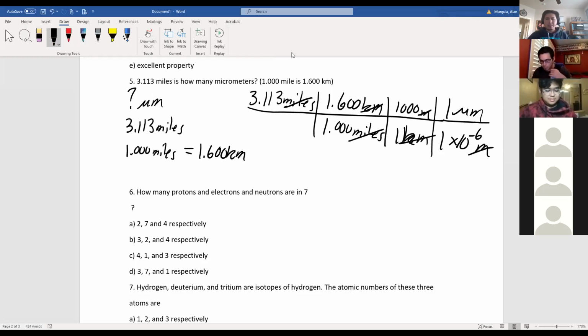Once we have our final unit in our dimensional analysis table, we multiply across and divide by the bottom. And what does that give me for my final answer? 4.9808 times 10 to the 9. Let me double check that because the key is kind of weird on me. Let's see, divide by 1.